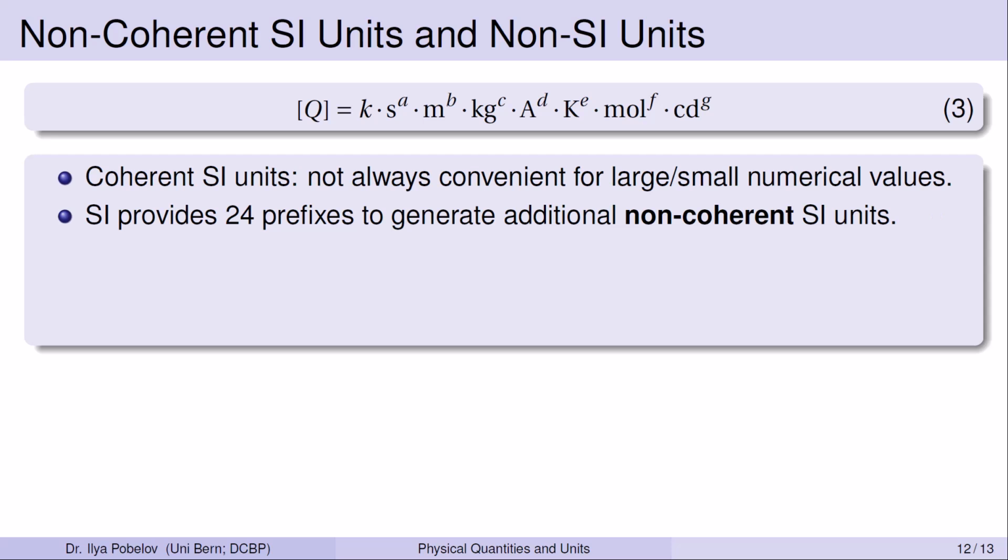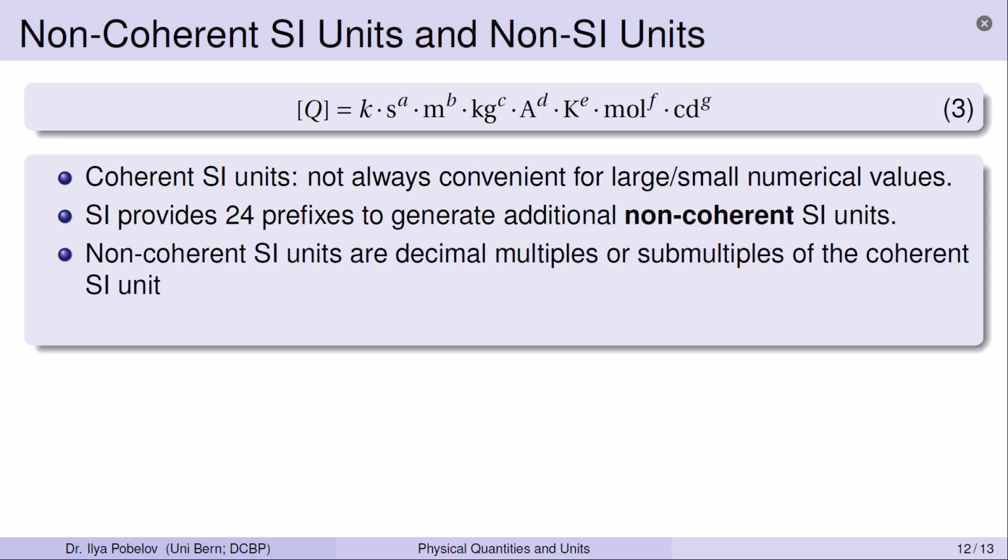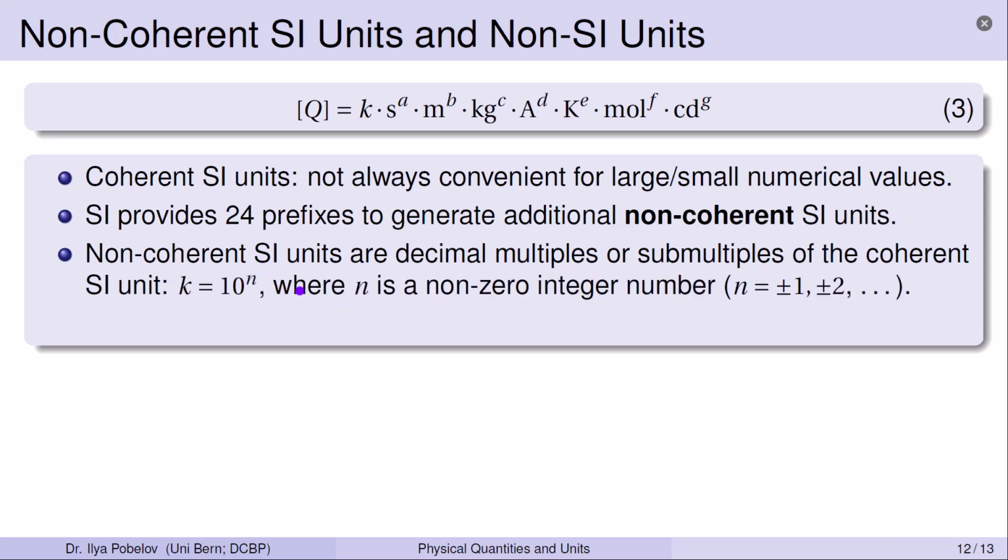These include prefixes like kilo, mega, milli, and micro, among others. These non-coherent SI units are decimal multiples or submultiples of the corresponding coherent SI unit. This can be expressed as K being equal to 10 to the power of n, where n is a non-zero integer. This means n can be 1, minus 1, 2, minus 2, and so on.